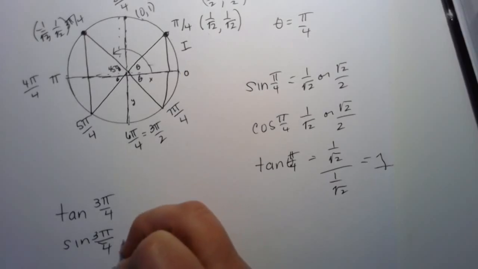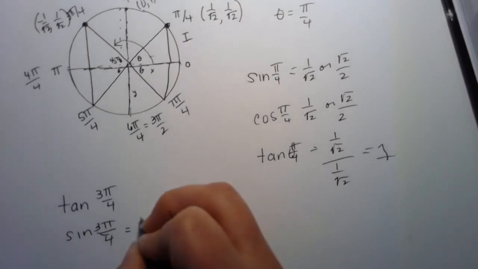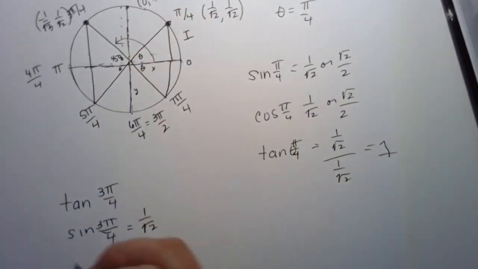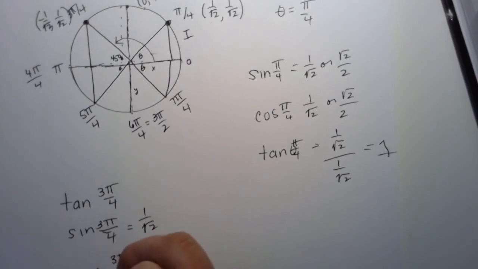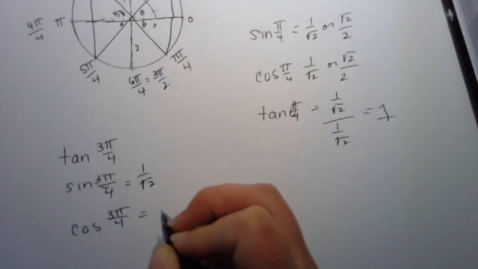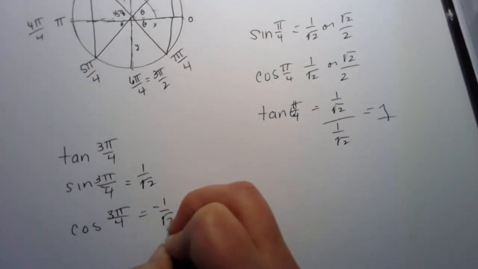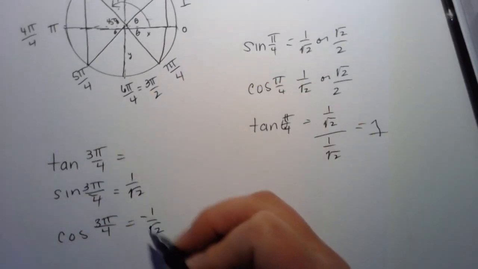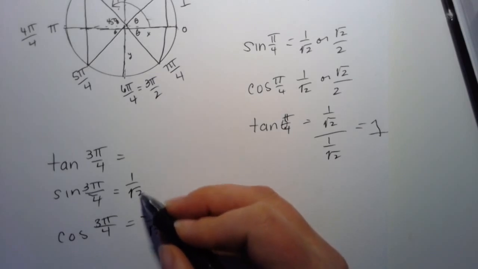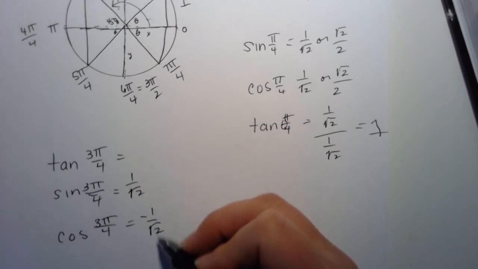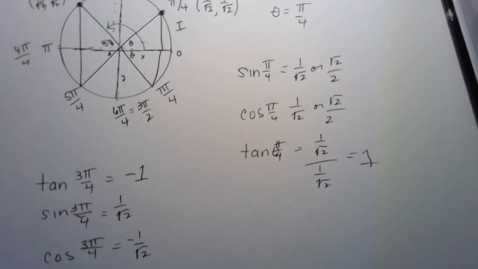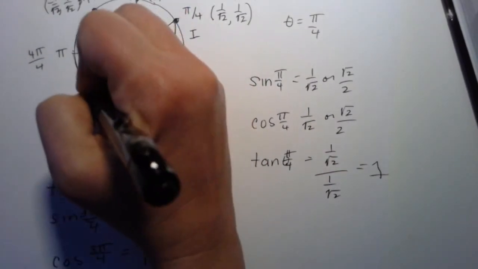So sine of 3 pi over 4 is 1 over root 2, because it's positive, because I'm going up. But my cosine, which is x, my cosine of 3 pi over 4 is negative 1 over the square root of 2. So that means that my tangent is sine over cosine, which would be 1 over the square root of 2 divided by negative 1 over the square root of 2. So this one would be negative 1. Okay?